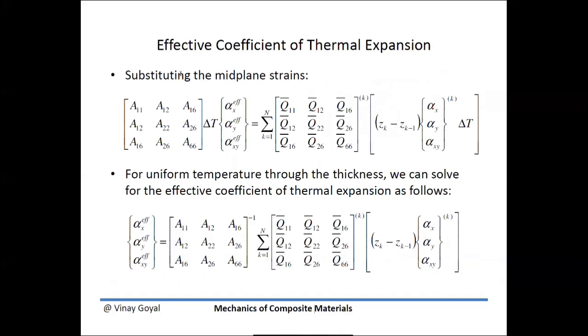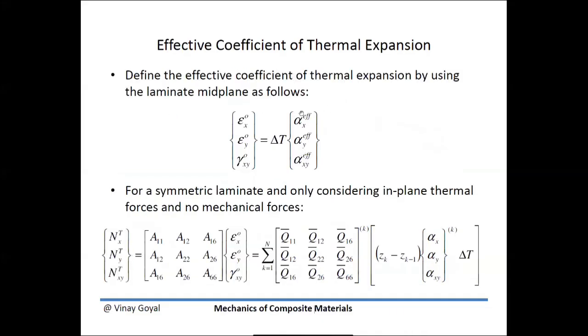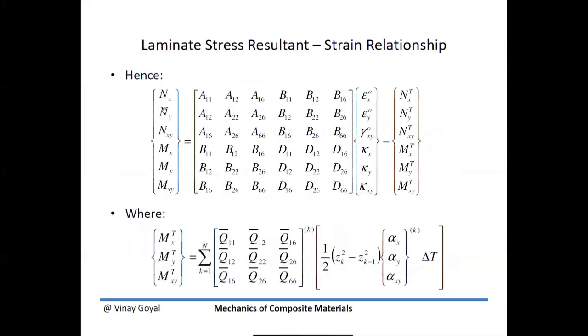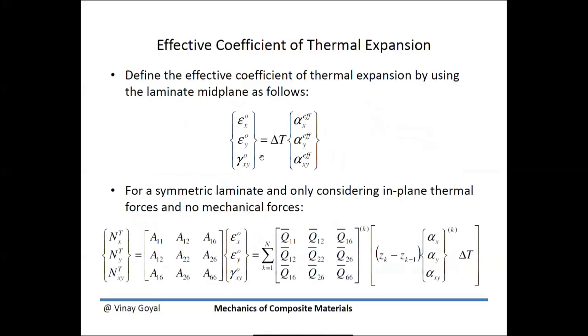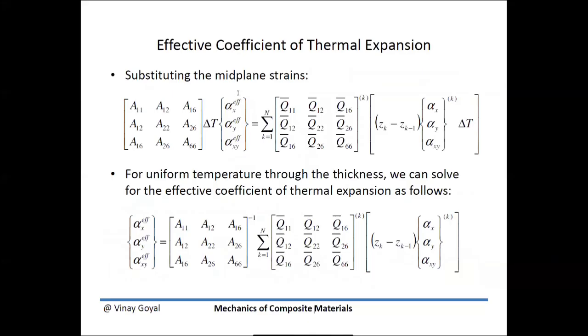You can substitute midplane strains as we discussed before. So that's this term right here can be incorporated into this column vector, right? Because if the mechanical forces are zero, so that's this column, and the B matrix is zero, then I can solve for N. And so N is A times this column vector, which is equal to delta T times this effective coefficient of thermal expansion, which I'm trying to find. And I make that equal to this because epsilon was found to be that. And so if I assume a uniform temperature through the thickness, we can solve for the effective coefficient of thermal expansion.